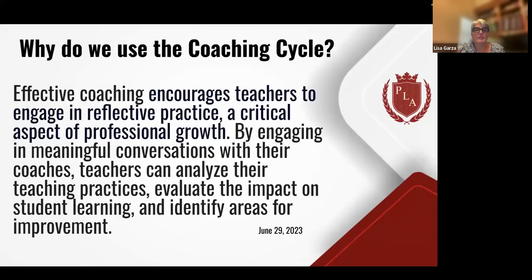Why do we use the coaching cycle? Well, effective coaching encourages our teachers to engage in reflective practice, which is a critical aspect of professional growth. By engaging in meaningful conversations with their coaches, teachers can analyze their teaching practices, evaluate the impact on student learning, and identify areas for improvement. And one of our core values is continuous improvement, and we want to make sure that we are always looking to grow professionally and improve the impact that we have on student learning.